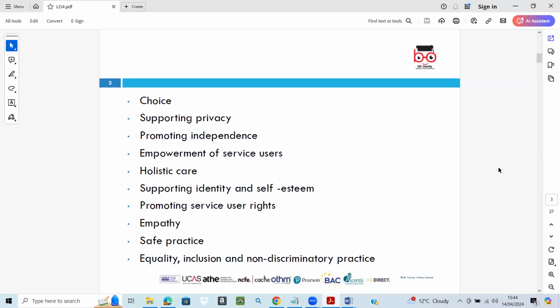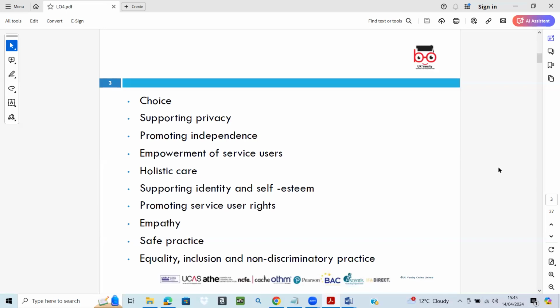So now we have empathy. So empathy involves understanding and sharing the feelings of others, which helps in providing compassionate and appropriate care. Then we have safe practice. So safe practice means ensuring that the environment and care procedures do not pose any harm to service user or staff, adhering to all health and safety guidelines.